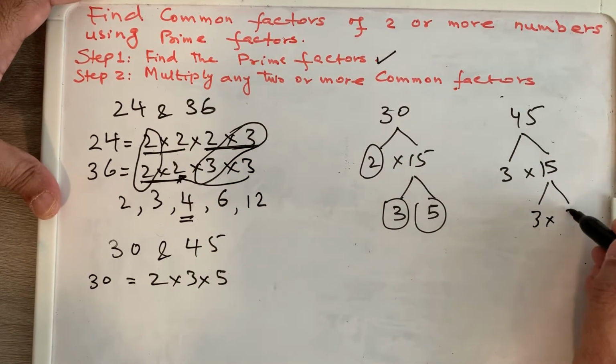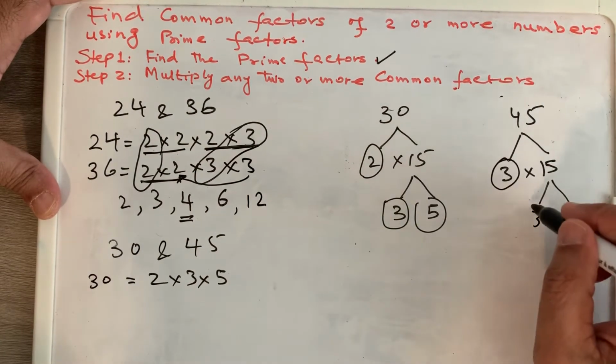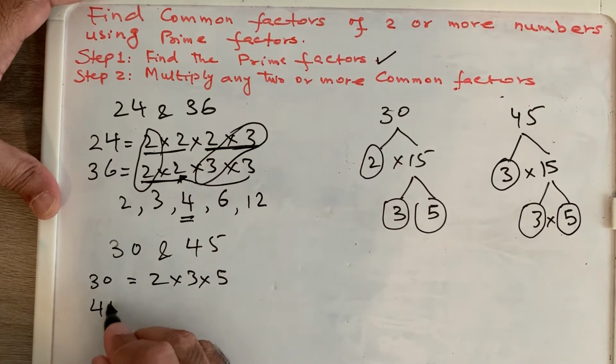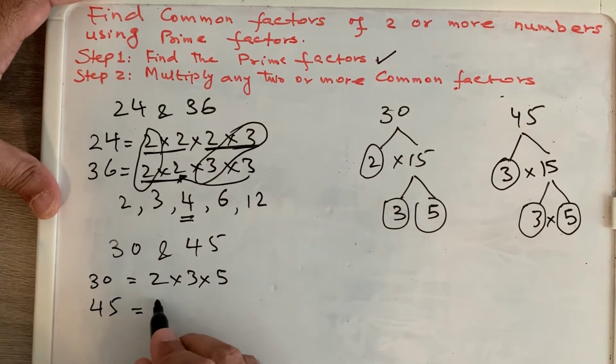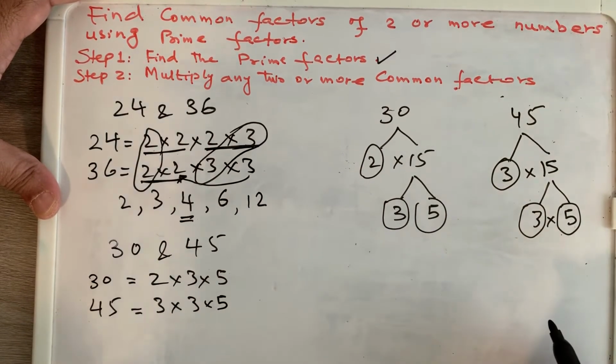3 times 5 is 15, right? So I have the prime factors of 45, which is, I will write here, 45 is equal to 3 times 3 times 5. These are the prime factors for these two numbers.